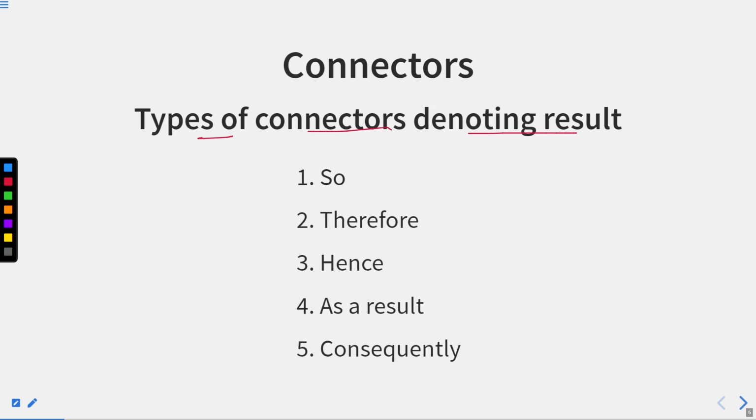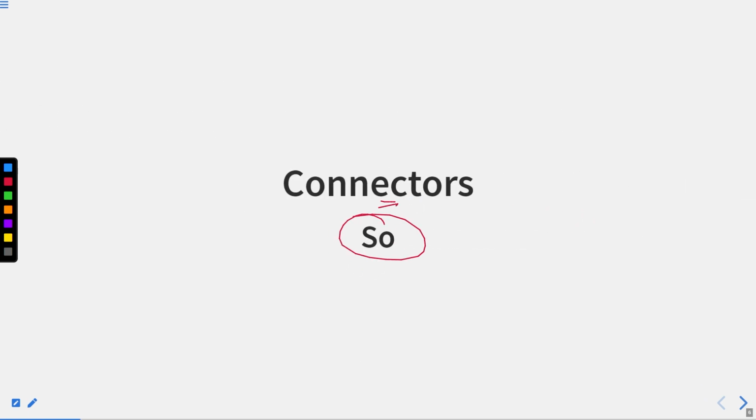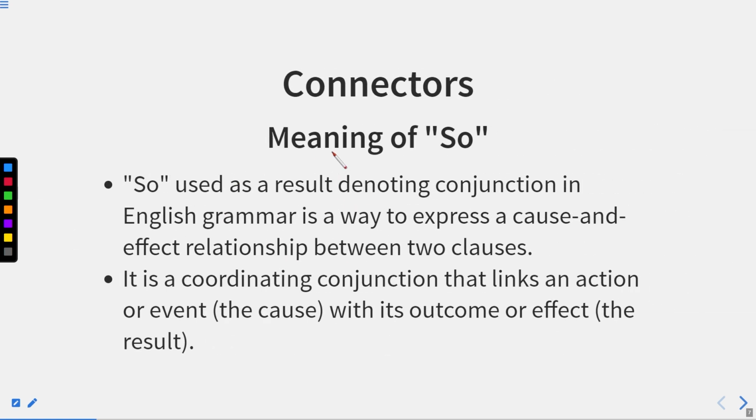Now, what are the types of connectors denoting results? These are so, therefore, hence, as a result, consequently. So these are actually result denoting connectors. First we'll discuss the connector so. So is also an effect or result denoting connector. First of all, we'll discuss the meaning of so.